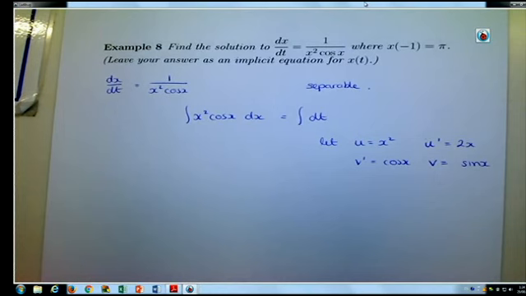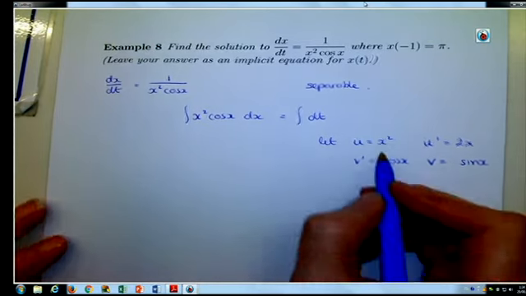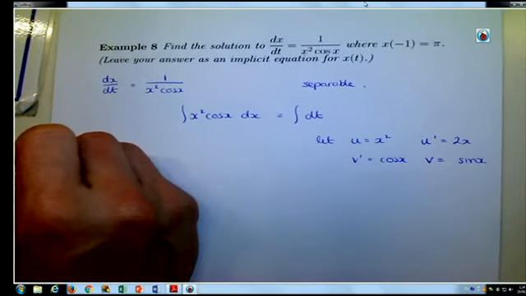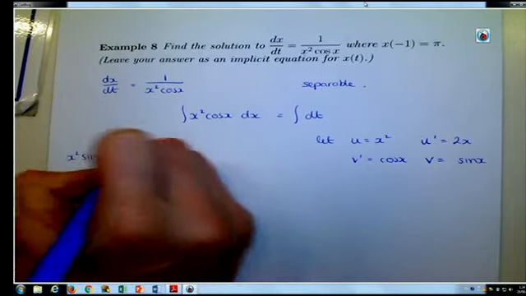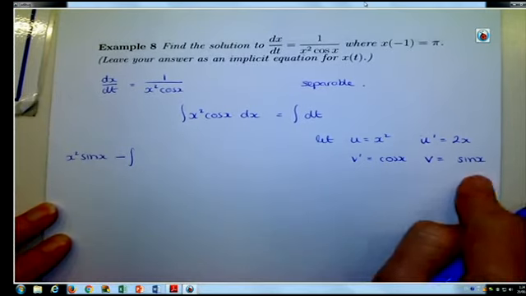We can use a little formula in the box, and we get u times v minus the integral of u prime times v.